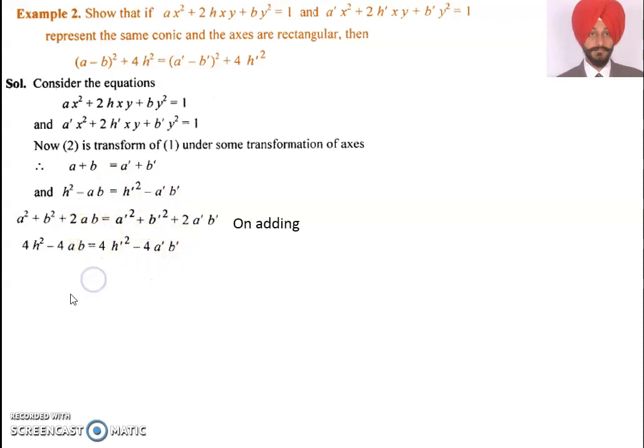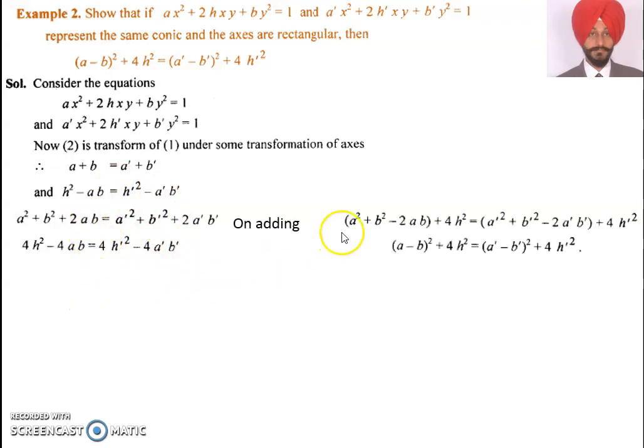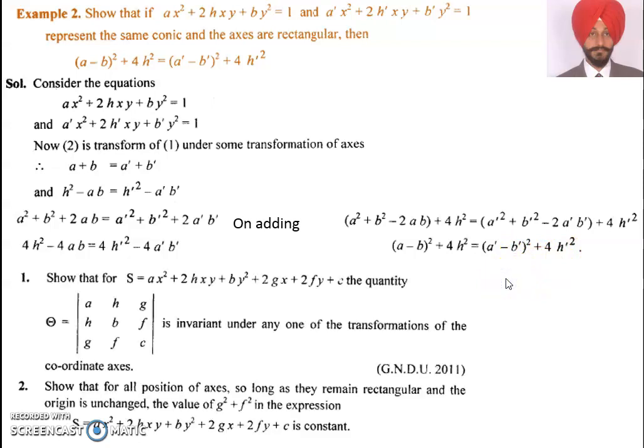and now adding these two. On adding, a square plus b square plus 2ab minus 4ab, that is a minus b square, plus 4h square, and a dash square plus b dash square plus 2a dash b dash minus 4a dash b dash becomes a dash minus b dash square plus 4h dash square. So I got a minus b square plus 4h square is equal to a dash minus b dash square plus 4h dash square. So students, these two examples are there.